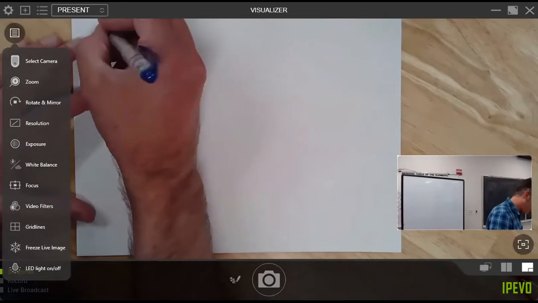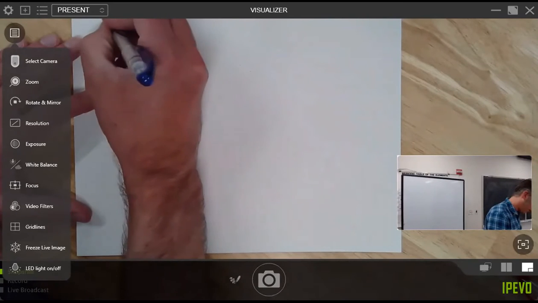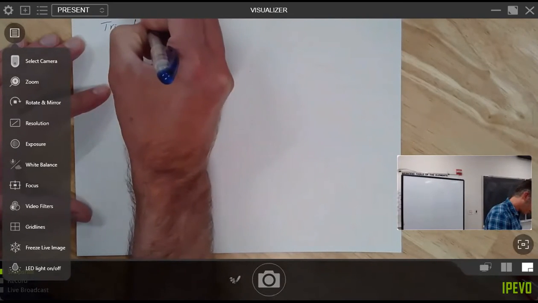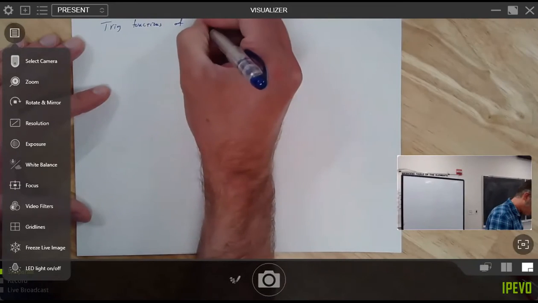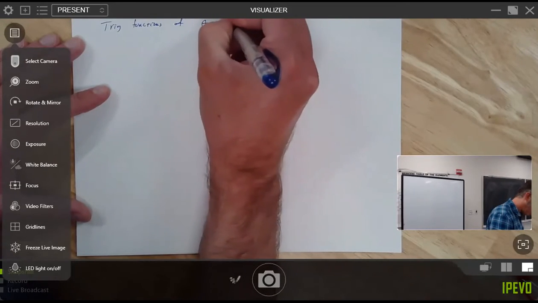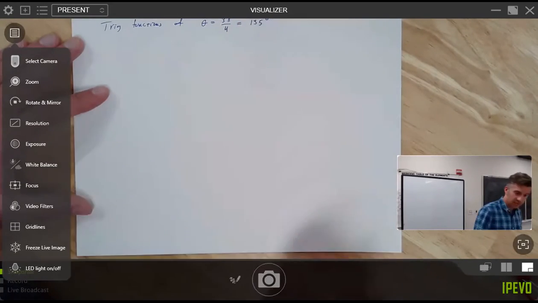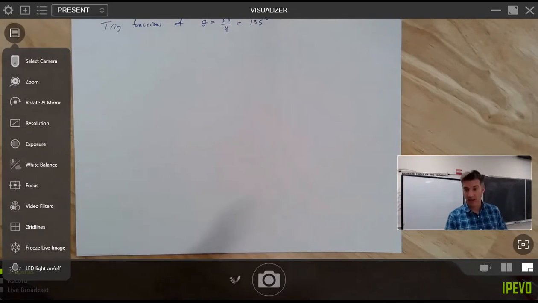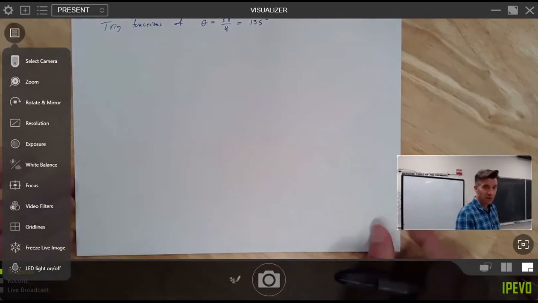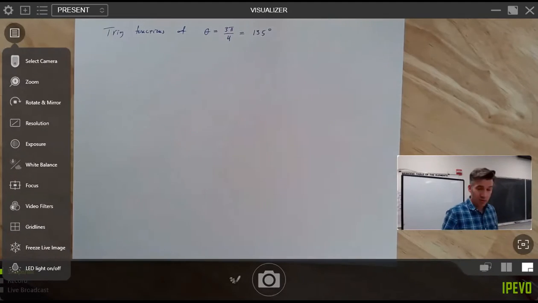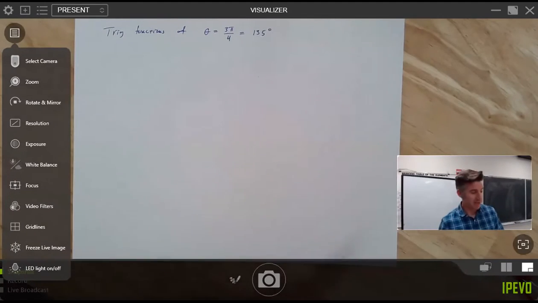Let's say we want to find trig functions of theta equal to 3 pi over 4 radians, which is the same as 135 degrees. And what we're going to do is draw it in the coordinate system. Somewhat obviously, you can't draw a right triangle that has a 135-degree angle. The angles of a triangle have to add up to 180 degrees, and if one of them is 135, you can't have a 90-degree angle also.